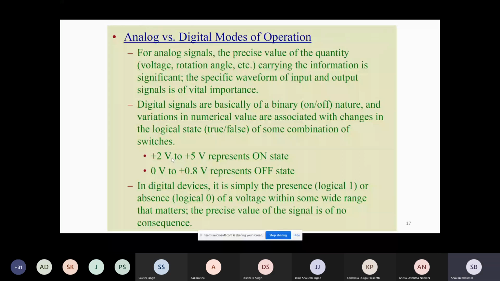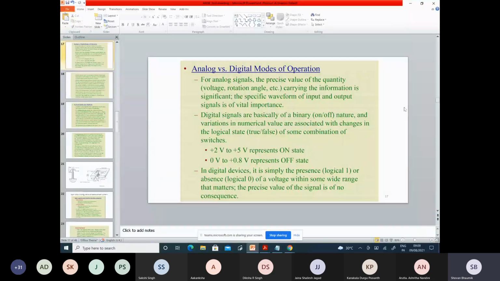So digital signals means it's a binary operation, either on or off, and variation in numerical values is the change of the logic state, true or false. That means in the output, whatever be the input, we will get either on, that means 2 to 5 volt, or off, 0 to 0.8 volt or 0 to 1 volt. And from that output you will come to know what the input is. So here you see that there are only two states. We call it a logic state. So here the voltage is not important, but rather the logic is important, that either it is a zero state or a digital one state.